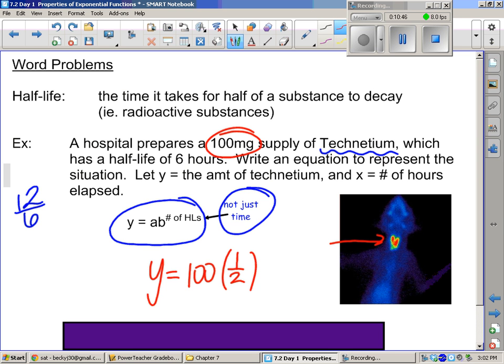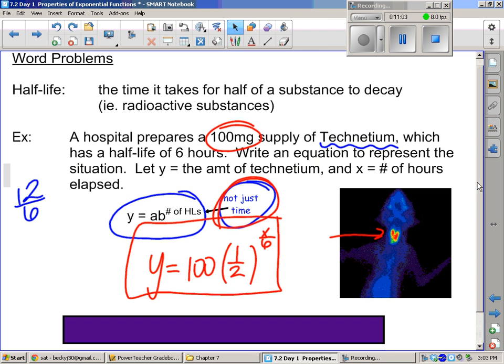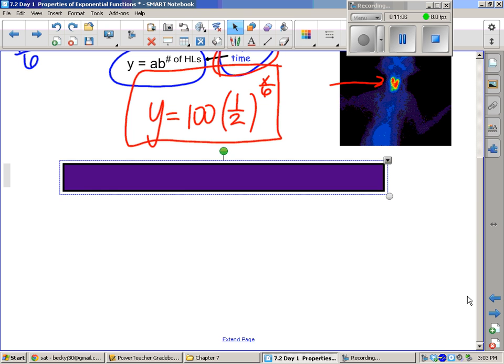All right, then your exponent, this is a little different. It's not just x, because x represents the number of hours. You have to take the number of hours that have passed and divide it by the length of a half-life. So that's the equation. That's the first thing that we're going to be asked to do. And then the second thing would be to do some sort of calculation.